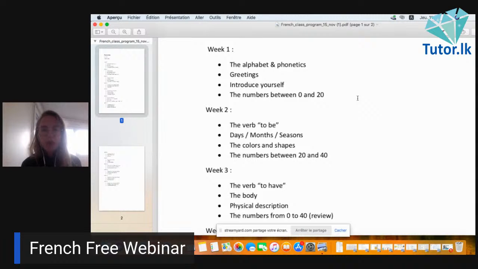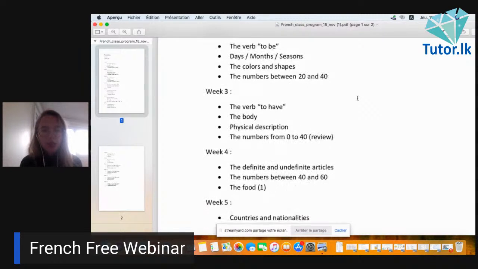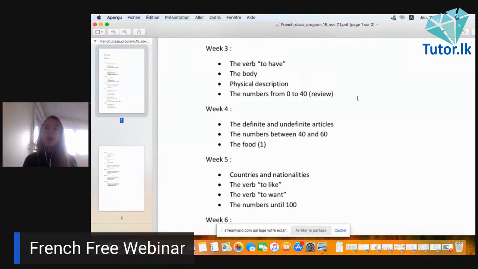Also, we see how to use the shapes and the colors, and also keep on the numbers from 20 to 40. Then the third week, we'll see the verb to have, the vocabulary of the body, and how to describe someone with the hair, with the shape of the body, and also the clothes. And then just a review of all the numbers from 0 to 40. Then week 4, we'll see the definite and indefinite articles, which is an important lesson because in French you have to be careful of the gender and the number of the subject. So that's an important lesson.